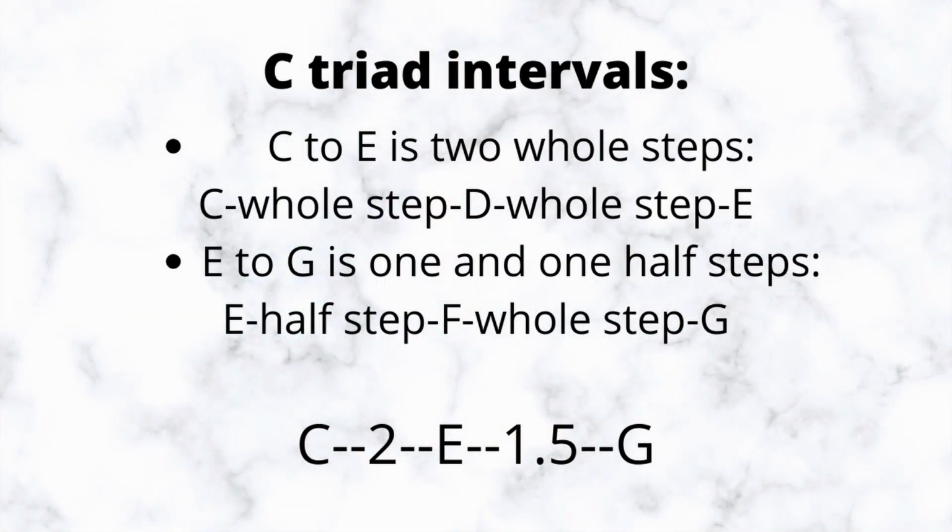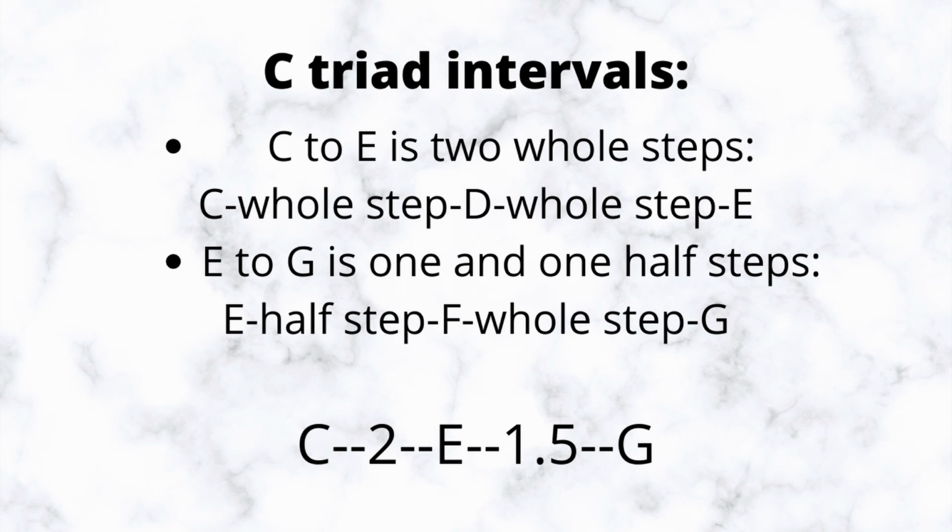Now that you know about whole steps and half steps, we can look at the intervals in between the notes of the triads that we discovered earlier, starting with the C triad. Now, if we look at the interval from C to E, that is the root to the 3rd of the C triad, we see that from C to D is a whole step, from D to E is also a whole step. So the interval from C to E is one of 2 whole steps.